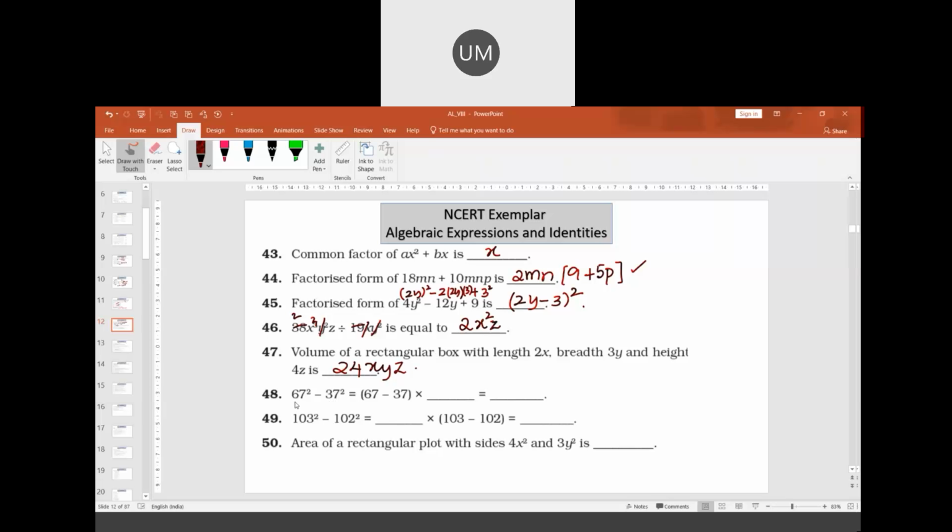Now we have a square minus b square form, which is a minus b into a plus b. Which is 67 plus 37 and 67 minus 37. What is the difference of this? 30 is the difference. Sum of this is 104. 30 multiplied by 104, sir, 3120.